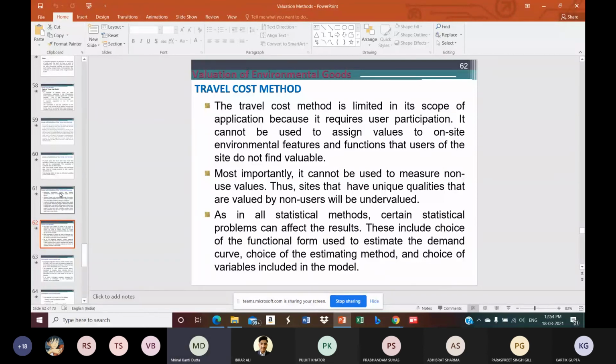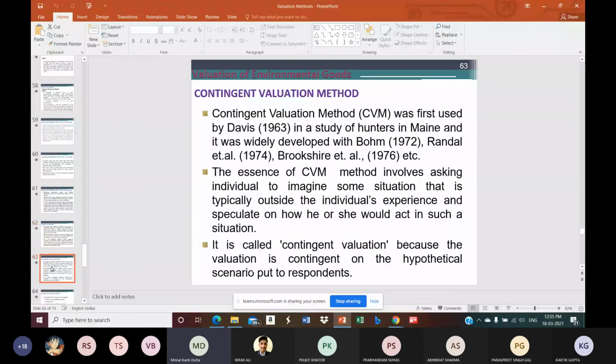Similarly, what kind of estimation technique should be resorted to? Those are certain other things which might create problems insofar as estimating the values or benefits of visiting a particular place. Accordingly, the values of the environmental resources might be either overestimated or underestimated. So these are, in a nutshell, the problems associated with the travel cost method.